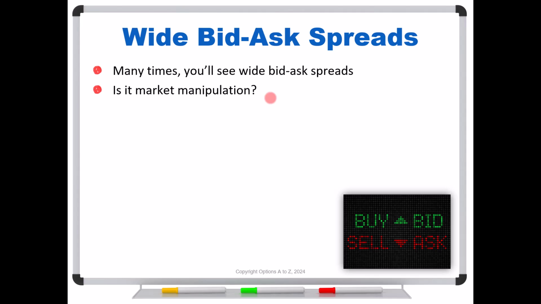Not really. There are two main causes for wide bid-ask spreads. The first one is low volume, and the second is high volatility. Now, again, these aren't really the only two. They are the main two causes for seeing these bid-ask spreads getting wide. So let's start with the first one right here, low volume. Why does low volume create a high bid-ask spread?